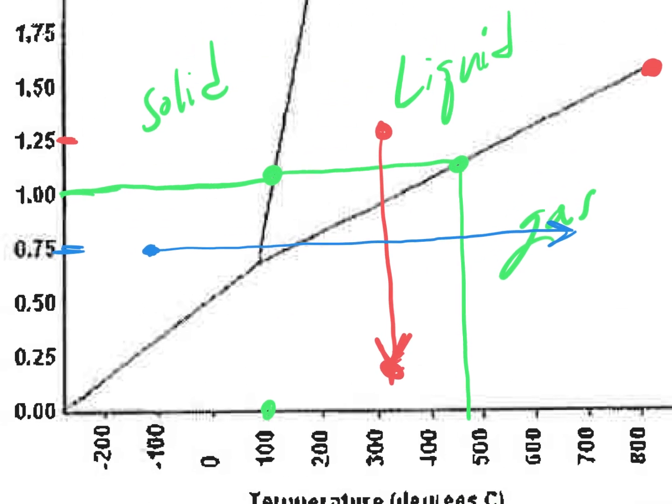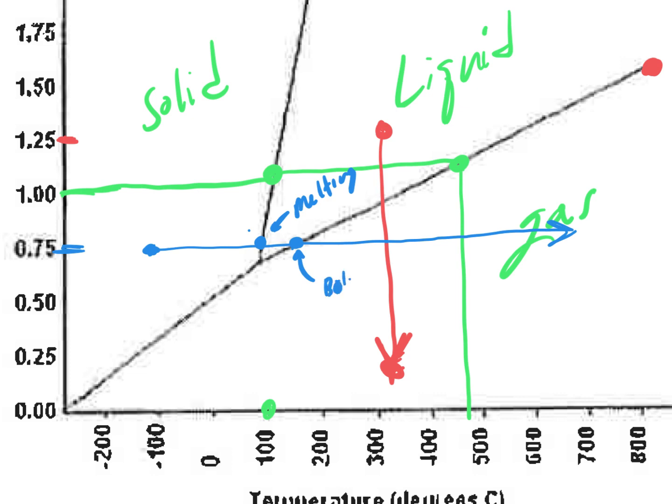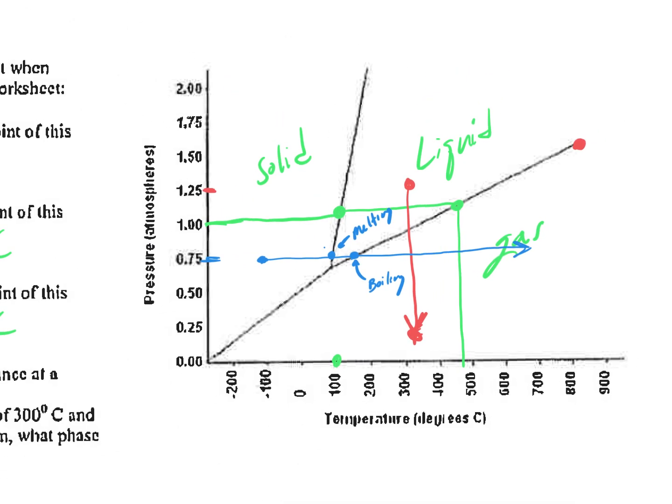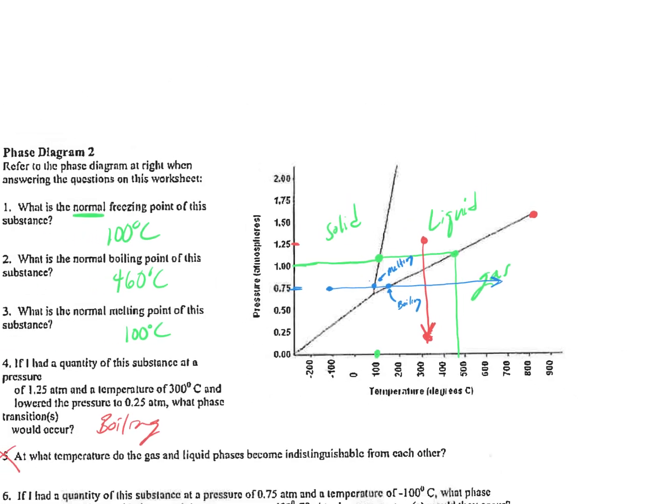If we're really careful here, it looks like we've got two phase changes. We're going to see melting here. I'm just going to write it in there. Melting there, and we're going to see boiling here. Boiling. That's assuming that I was careful with my drawing, but I think that is true for that question.